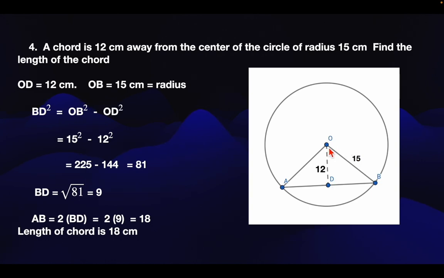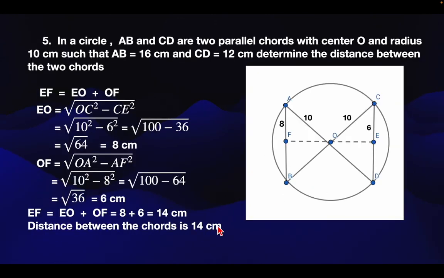Again, take this triangle and apply Pythagoras theorem. So DB is equal to square root of 15 square minus 12 square. That is 81. So this distance we get as 9. Square root 81 is 9. This whole chord is 2 times 9. So 2 nines are 18. So the length of the chord is 18 centimeter.